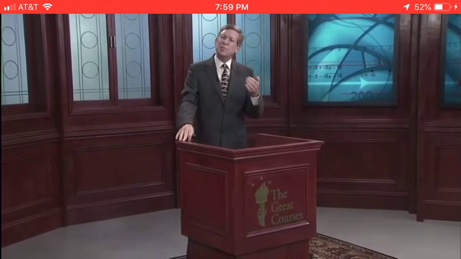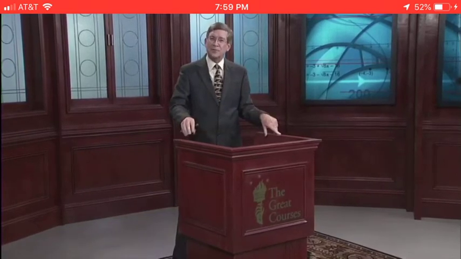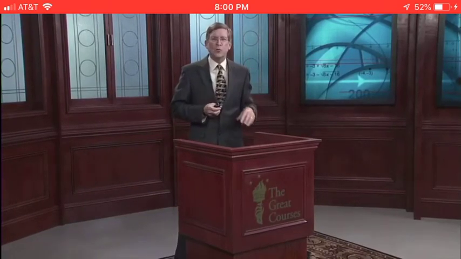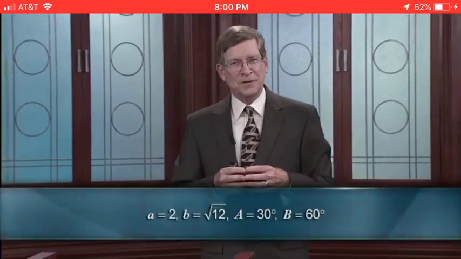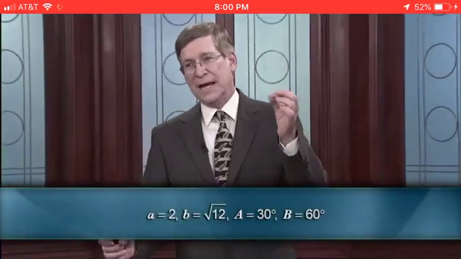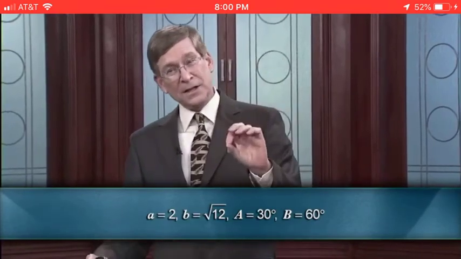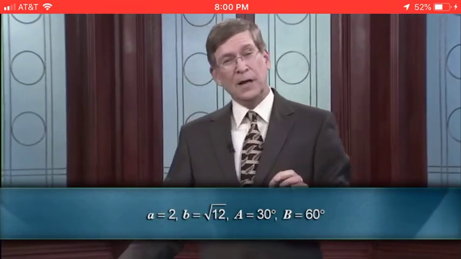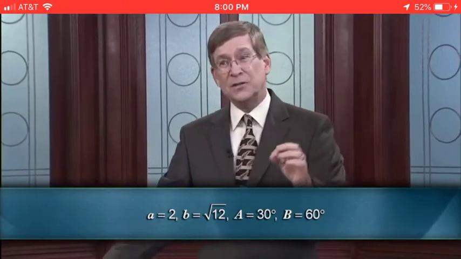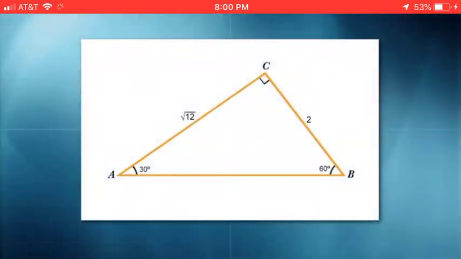So what does that mean for us? That means that we have two possible triangles that meet the criteria of this data. We have two triangles. Let's explore each one in turn. Here's the first one. A is 2, remember. B is square root of 12. The angle at A is 30. That's true for both triangles. But now the angle at B is 60 degrees. Here's a picture of that situation. See, the angle at A is 30. Square root of 12 is one side. 2 is the side opposite angle A.